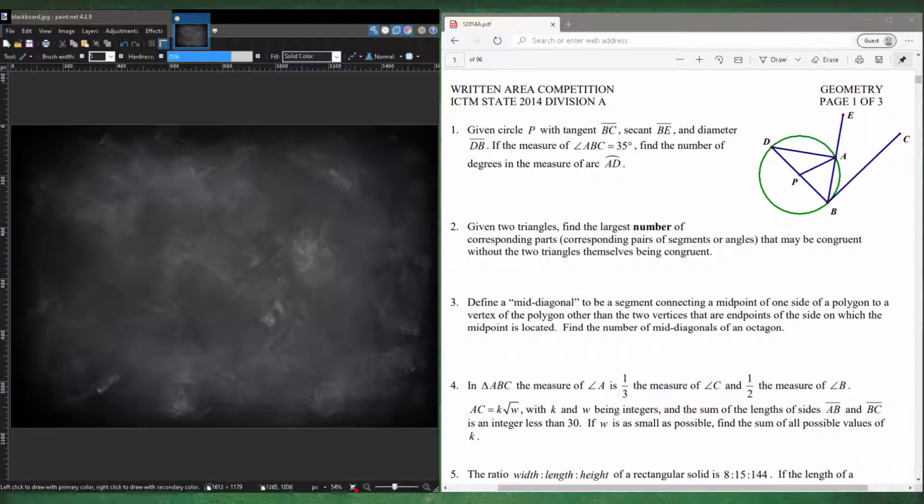Okay, number 2. Given two triangles, find the largest number of corresponding pairs of segments or angles that make them congruent without the two triangles themselves being congruent. Okay, this is something you just need to know. It's actually just 3. And the reason is, you've heard of side-angle-side, angle-side-angle, etcetera. There's one case where it's technically not proven congruency: angle-side-side or side-side-angle.